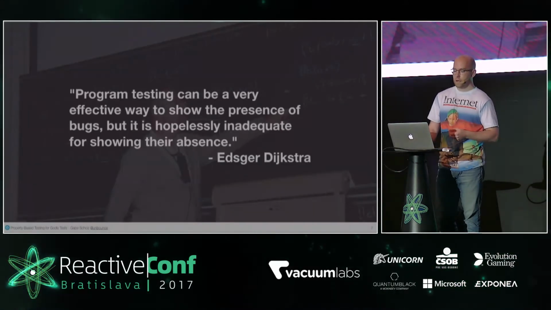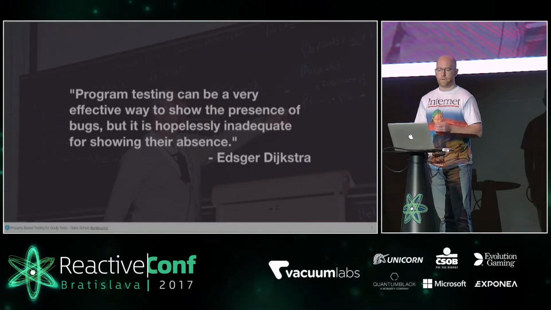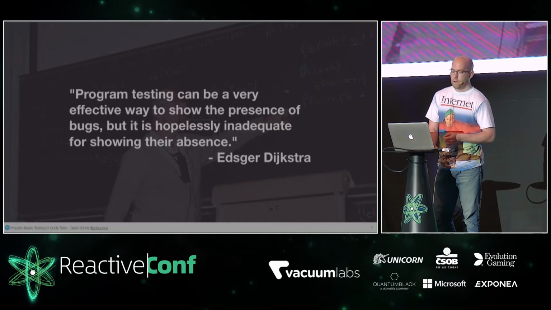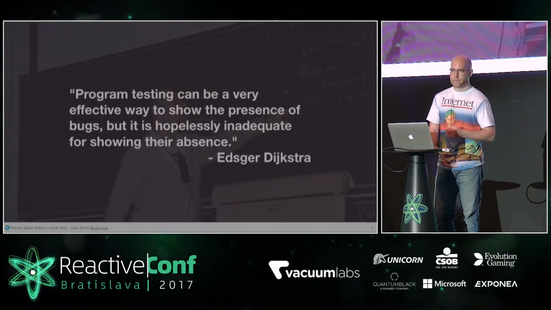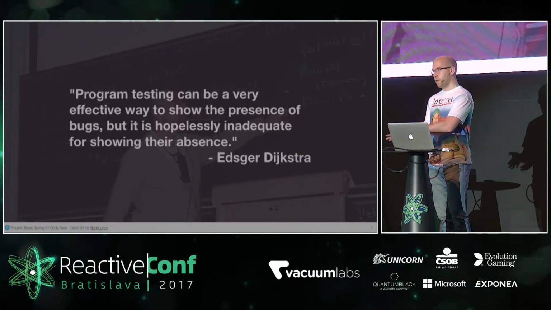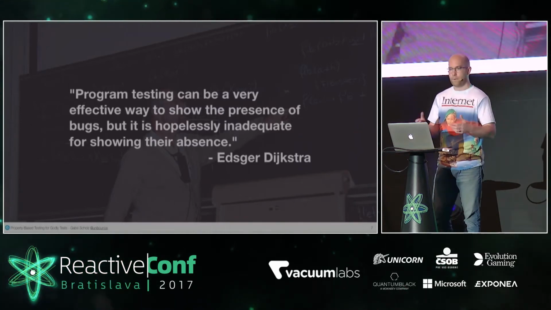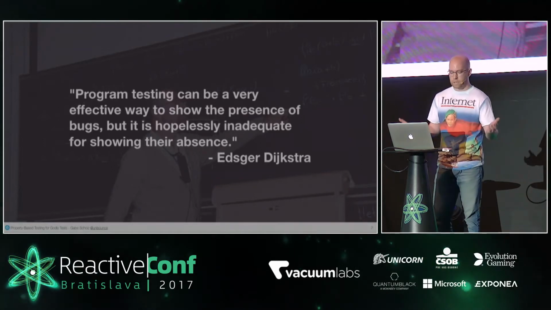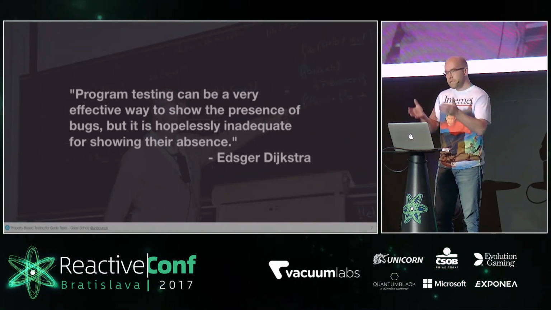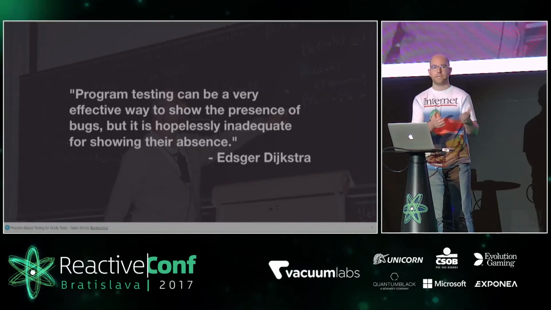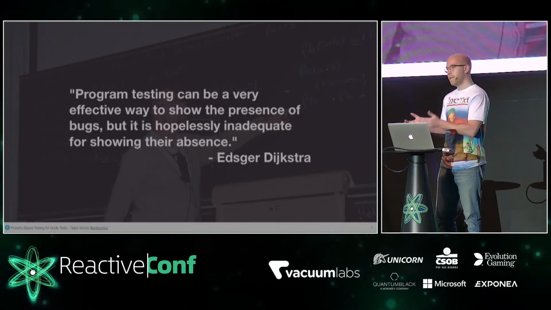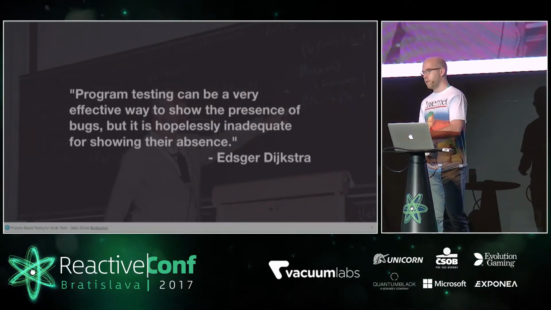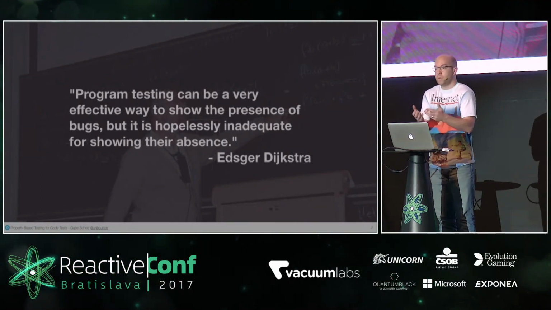Dijkstra once said that program testing can be a very effective way to show the presence of bugs, but it is hopelessly inadequate for showing their absence. It's not like we never have bugs in our production software. We get that, and people report bugs. Maybe customer service comes to us and says, we got this bug, we have to fix it. So bugs sneak into production. And the reason why bugs sneak into production is because we cannot test everything. There are limits to the level of testing that we're doing that causes these bugs to sneak in. Otherwise, we would have caught them.